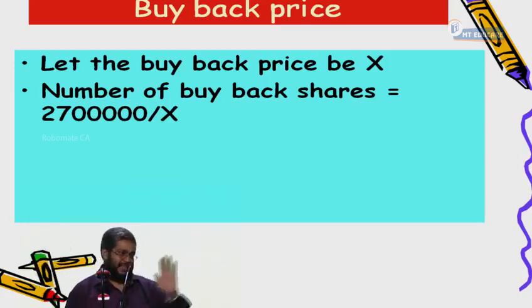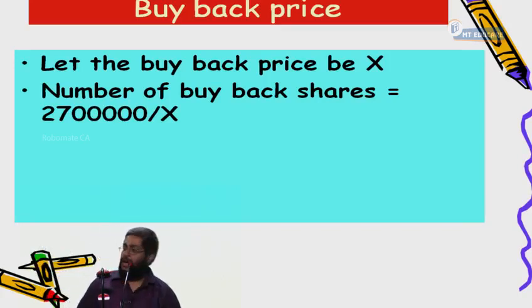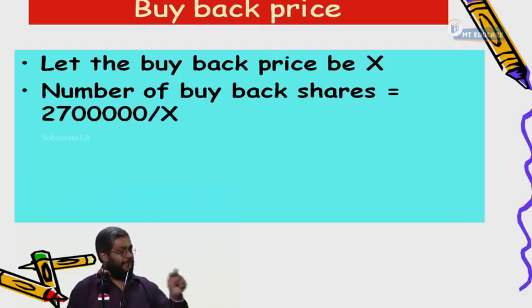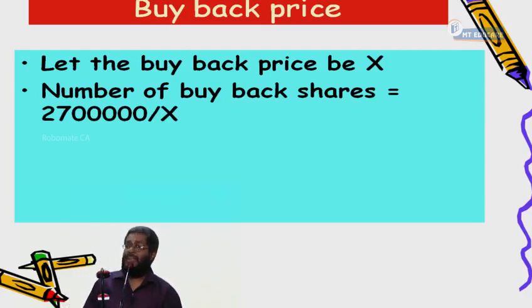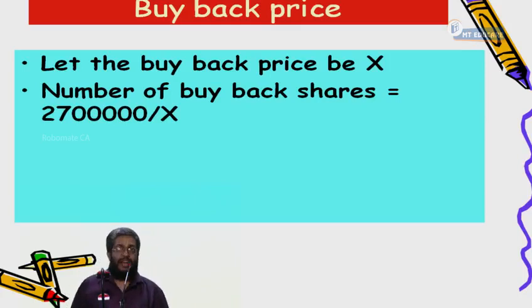27 lakhs divided by X. Suppose I am going to buy back at 100 rupees. How many shall I be buying back? 27 lakhs divided by 100 and so on. So let the buyback share price be X. Now how many shares should be bought back? 27 lakhs divided by X. Are you following or not? So write down number of buyback shares is equal to 27 lakhs divided by X.